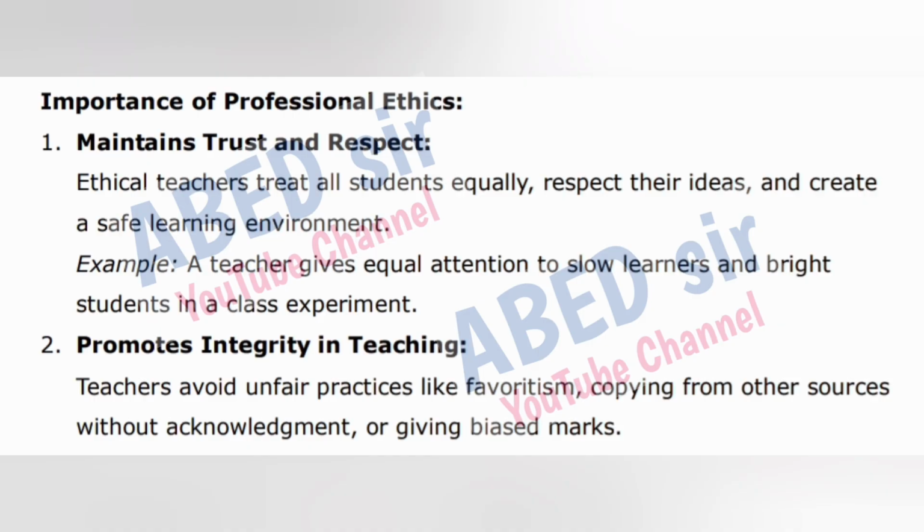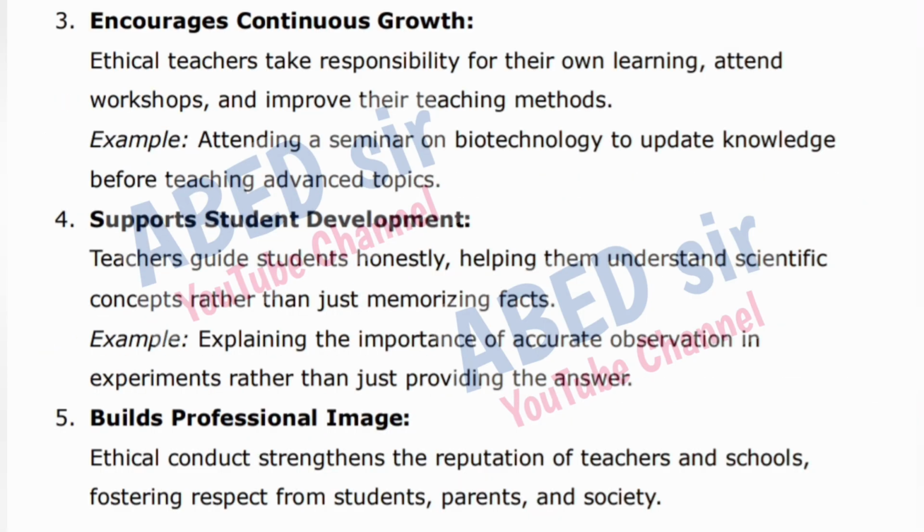Example: a teacher gives equal attention to slow learners and bright students in a class experiment. 2. Promotes integrity in teaching. Teachers avoid unfair practices like favoritism, copying from other sources without acknowledgement, or giving biased marks. 3. Encourages continuous growth. Ethical teachers take responsibility for their own learning, attend workshops, and improve their teaching methods.